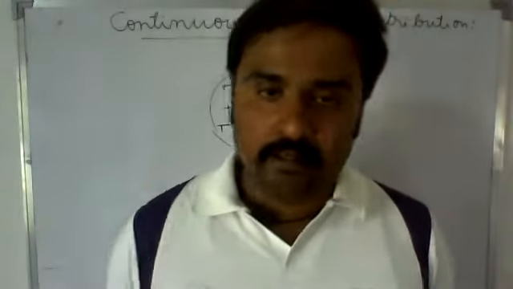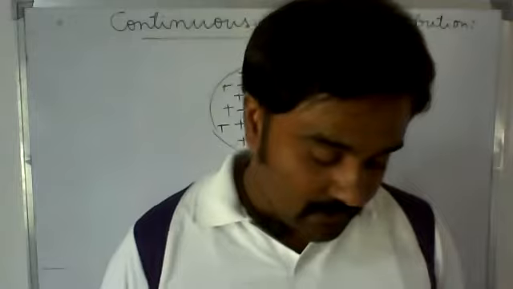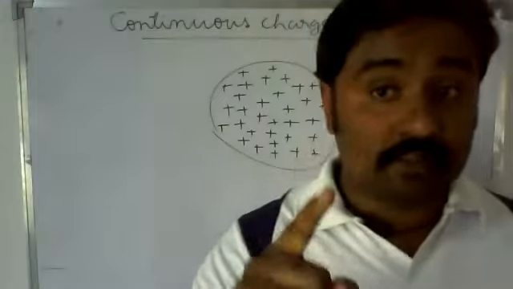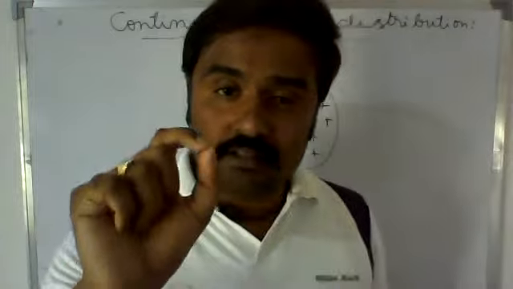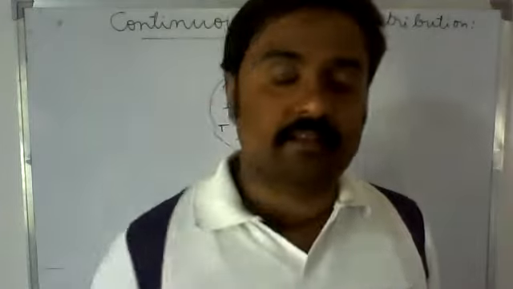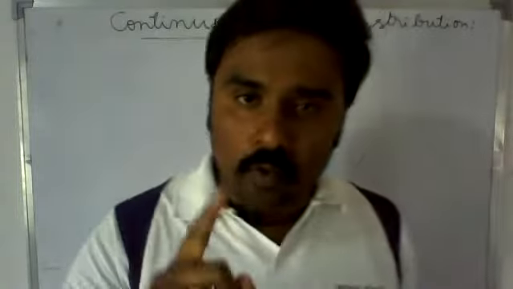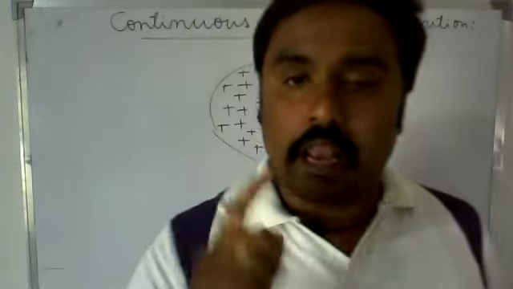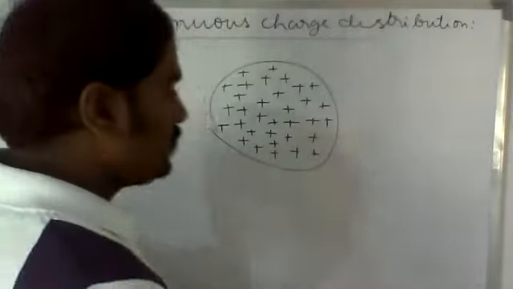So that is of three very important types. Number one, volume charge distribution. That means if a charge spreads over a three-dimensional volume in space, that is volume charge distribution. If a charge spreads over a two-dimensional surface in space, that is surface charge distribution. If a charge spreads over a one-dimensional line or curve in space, that is linear or line charge distribution. So this is the continuous charge distribution.